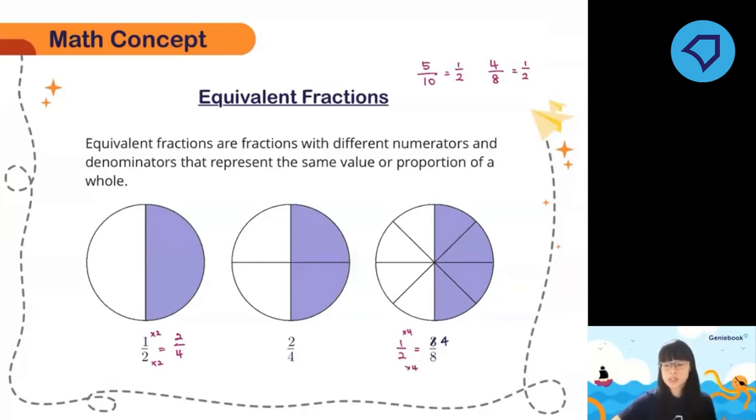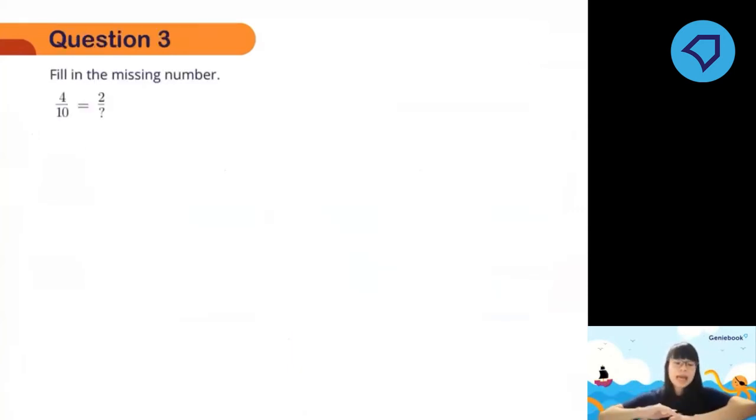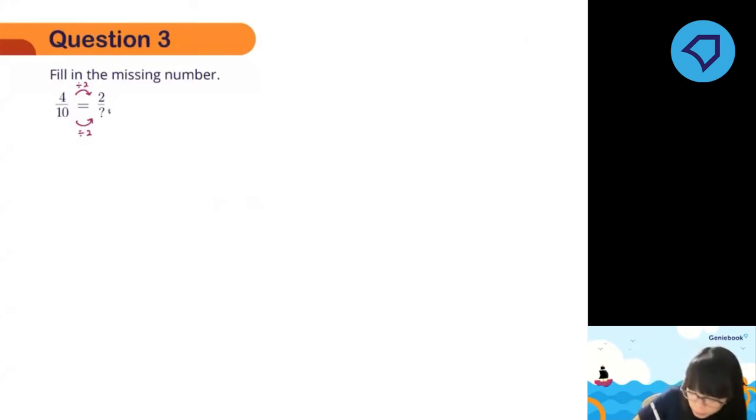Okay, so let's try together. Now, if I want you to fill in the missing number, it means I want you to find an equivalent fraction of 4 over 10. 4 over 10 is the same as 2 over what? Okay, let me erase this part here. From here to here, we need to divide by 2. Again, to find an equivalent fraction, we need to divide or multiply by the same number, so we need to divide by 2 as well. So in this case, your answer would be 5. Excellent job. So 4 over 10 is the same as 2 over 5.